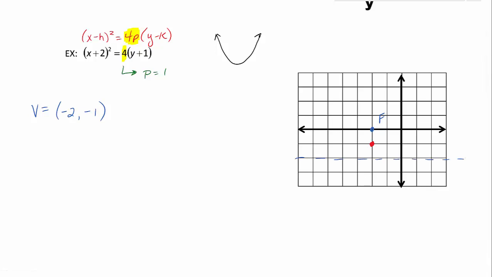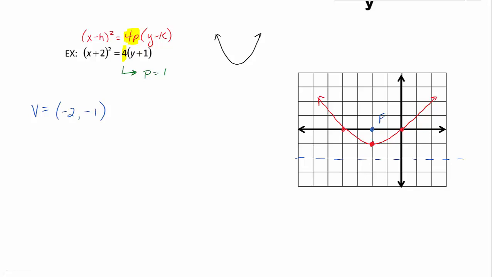Next, I need to figure out how wide my graph is going to be. From the focus, we're going to go 2p units on either side. So I'm doing 2 times p, which is 2 to the left and 2 to the right. And now I have my 3 points and can draw in my parabola. There we go.